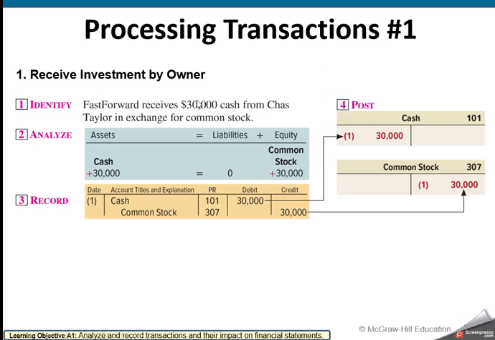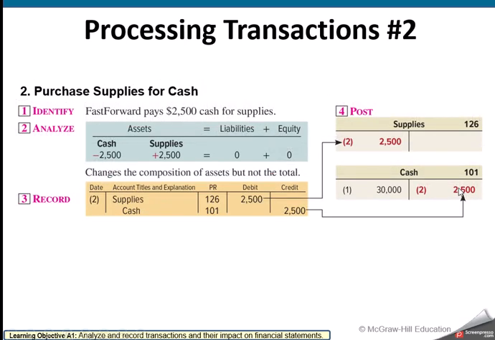So here it is. We identify a transaction, analyze where it's going to go, do the journal entry. So we debit cash, cash comes in, common stock goes out, and then we post it to the applicable T accounts. So these go through the same transactions that we had in chapter 1, where we were just analyzing the accounting equation at that time. Now we've taken it into more detail where we're doing the journal entry.